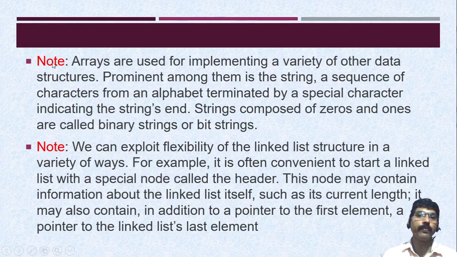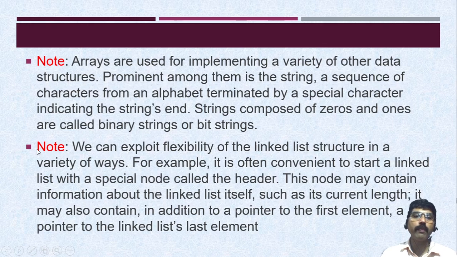Some notes here. Arrays: by using arrays, we can implement a variety of other data structures. For example, we can create a string by using an array. A string is nothing but an array of characters. At the end, a special character is added which indicates the end of the string. Sometimes these strings contain only two values, zeros and ones. Such strings are called bit strings or binary strings.